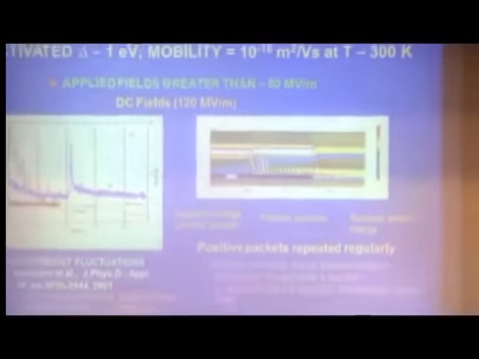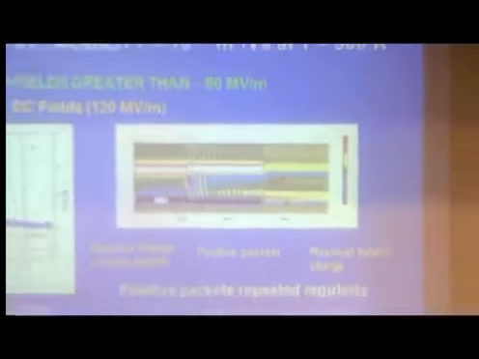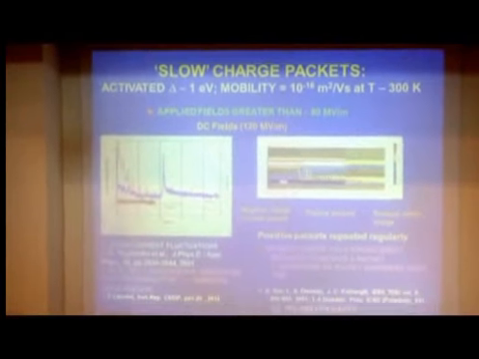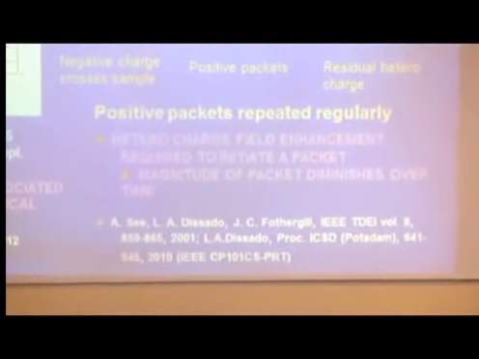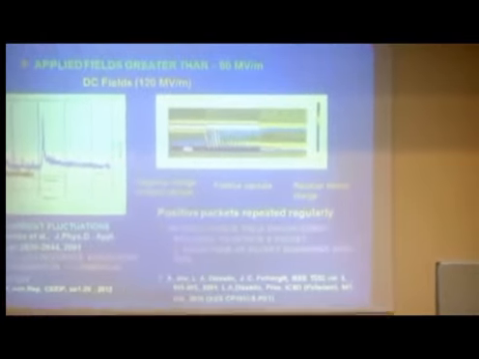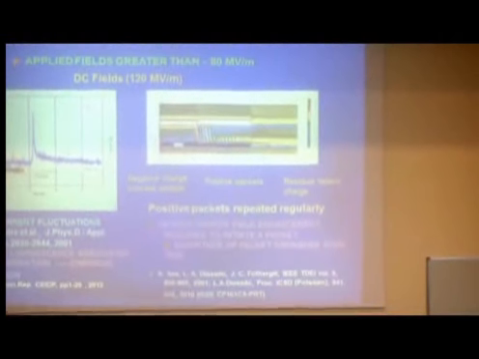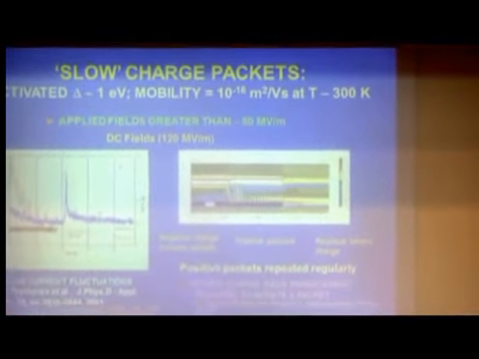When we finally get fed up and switch off the voltage, we find we've got a nice amount of heterocharge, both negative and positive. So we've got packets that are repeated regularly. They need a heterocharge enhancement, in this case, to initiate a packet. We find that we need 140 megavolts per meter to initiate a packet. As long as the field at that electrode is 140 or higher, the packets will keep on coming.